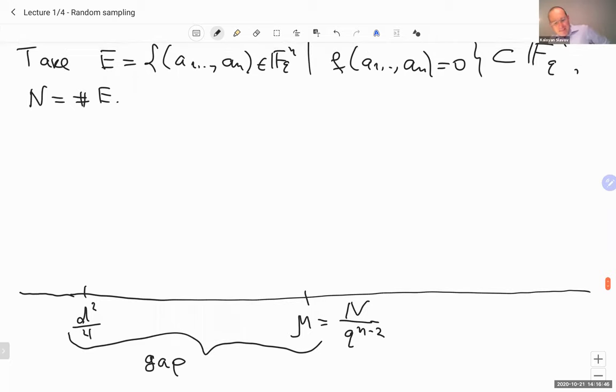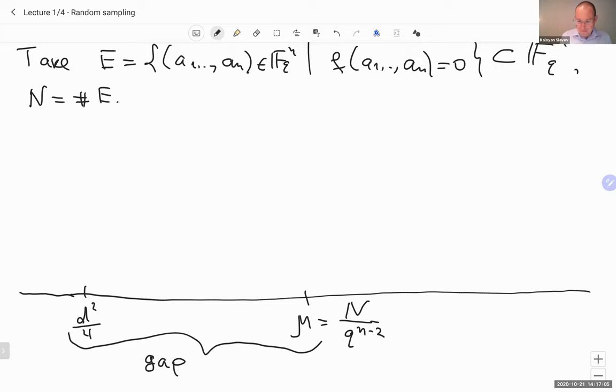Now, how do I assume there is a gap? You see, capital N is expected to be roughly q to the n minus 1, and I divide by q to the n minus 2. So it should be roughly q, and q is large for us. D is fixed, then small, D is the degree. Yes, there will be a gap.